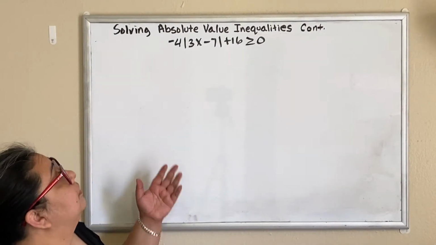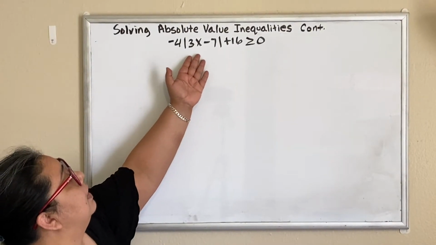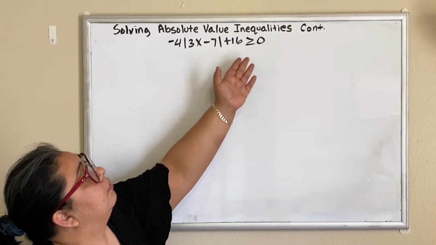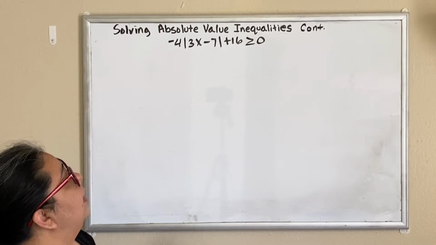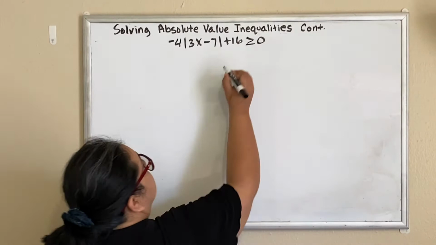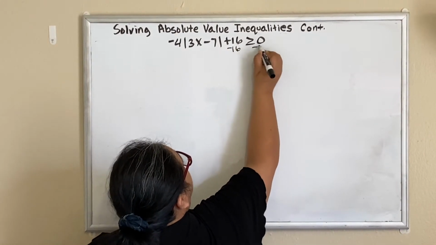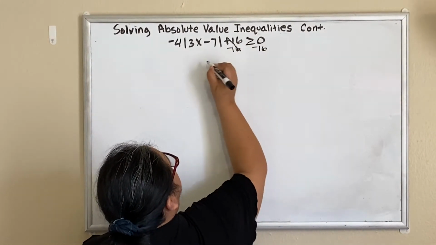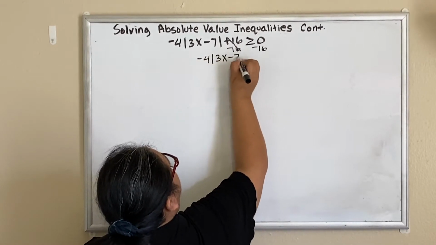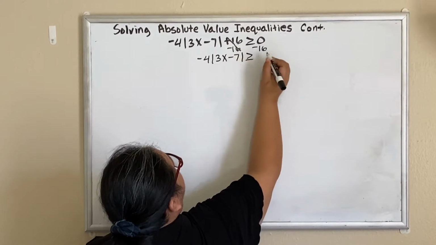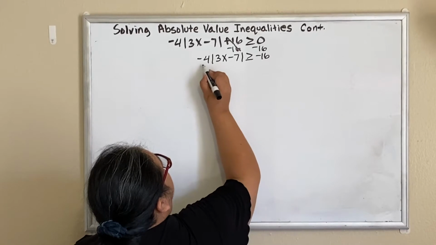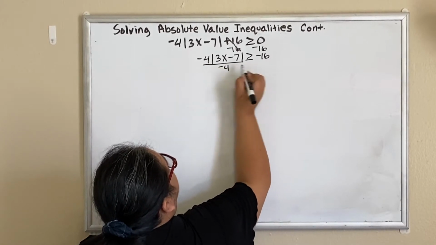So here we have our first example. We have negative 4 times the absolute value of 3x minus 7 plus 16 is greater than or equal to 0. So my absolute value is not isolated, so I need to isolate it. So we're going to subtract 16 from both sides, eliminating the 16. We get negative 4 times the absolute value of 3x minus 7 is greater than or equal to 0 minus 16, which is negative 16. And now we're going to divide by a negative 4.